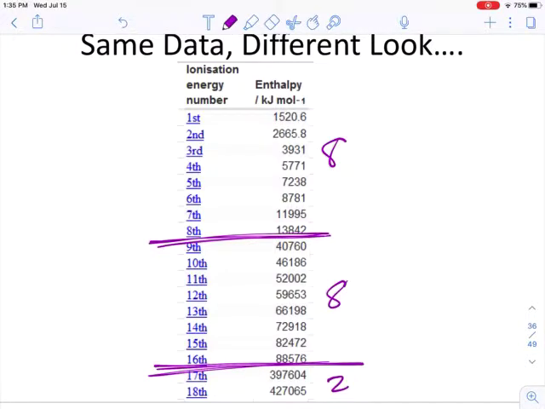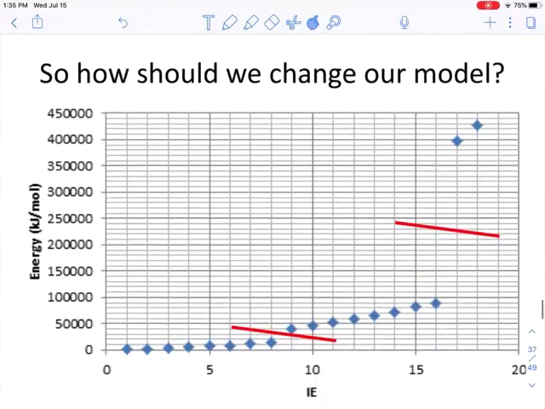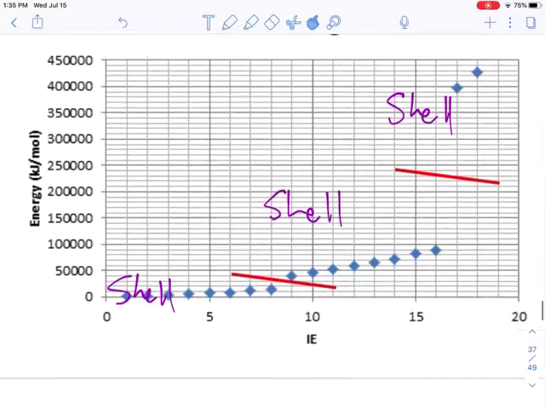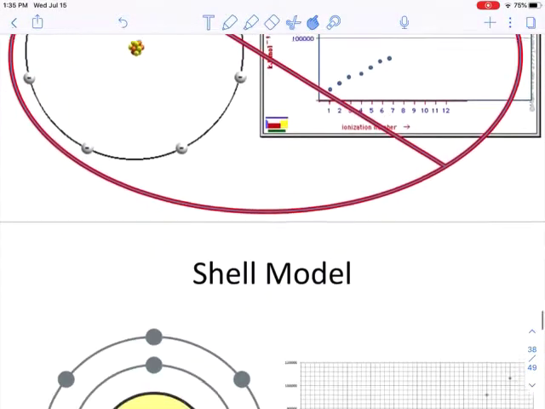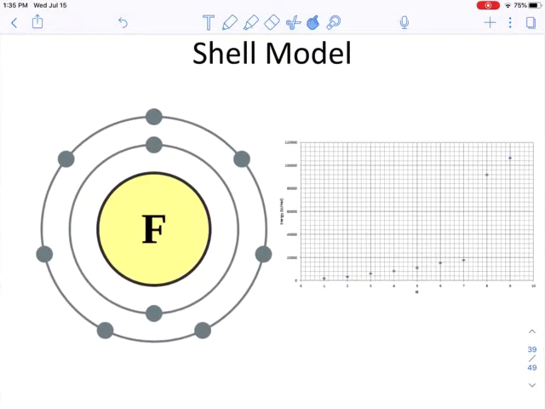Every one of them is increasing, but sometimes there are these huge jumps that tell us that the electrons are not all equal. They are in different places, or what are called different shells, right? So this is one shell, this is another shell, and this is a third shell. Apparently you can fit different numbers of electrons in these shells. You've probably seen this before. Rutherford said they're all just kind of out there, whereas in reality, this is really more along the lines of what we're looking at.